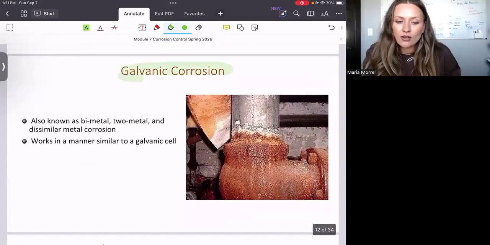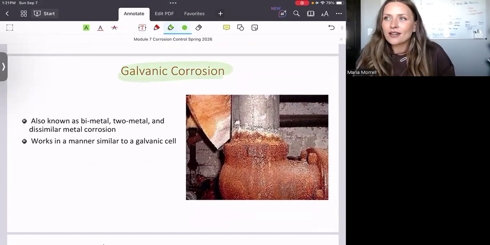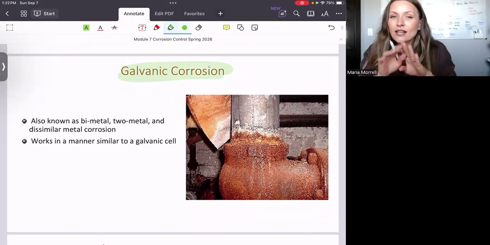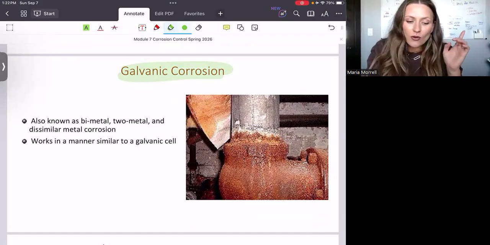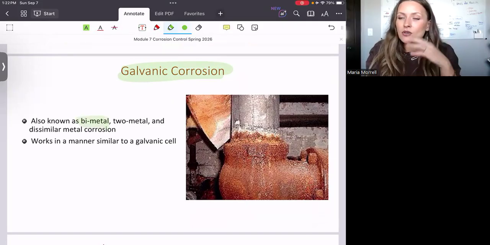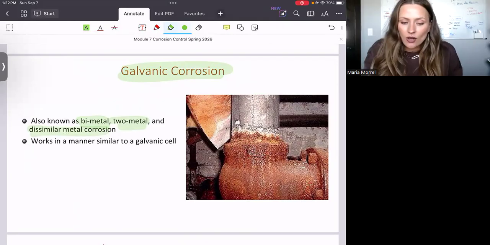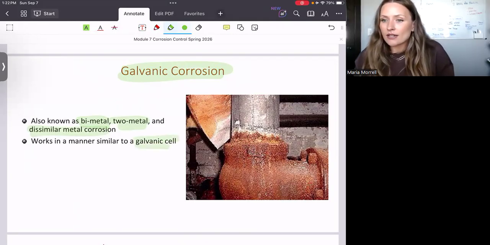Next one is galvanic corrosion, and it is my favorite too. Whenever I see that type of corrosion, I get very excited. You'd be surprised how often you will now see galvanic corrosion happening everywhere, right? Whenever you see two metals together. It's not known as a bimetal, right? We know it as galvanic corrosion. Some people call it bimetal or two metal, or in a sense, it's a dissimilar metal corrosion, right? So the concept behind it is a galvanic cell.